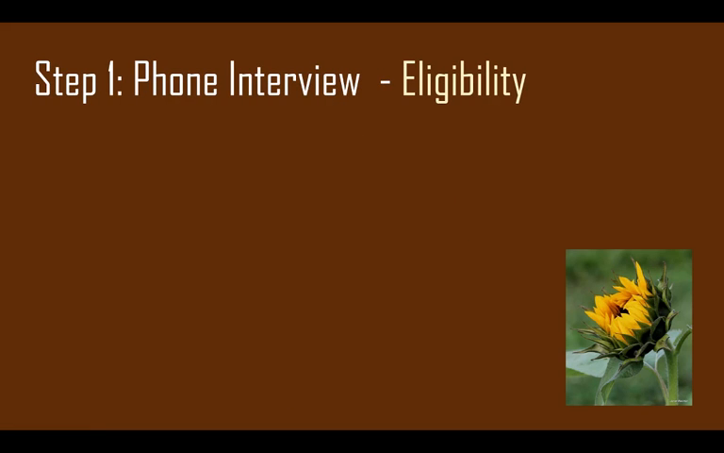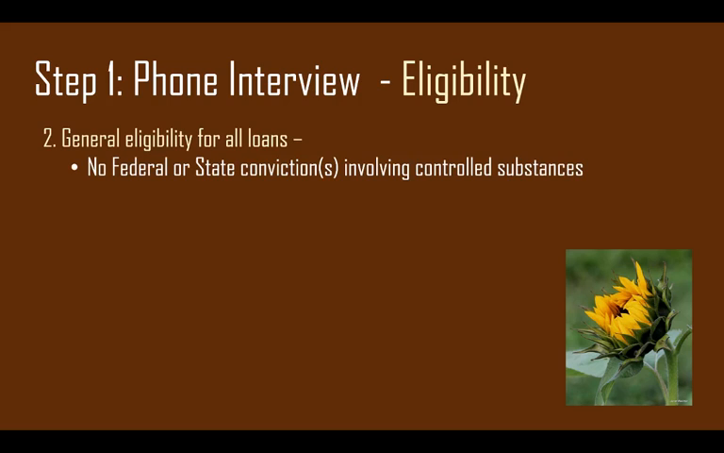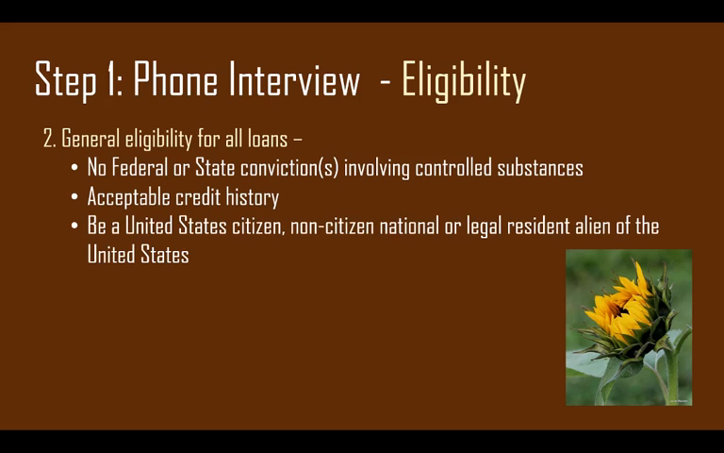Okay. And then with that, along with eligibility, there are general requirements for all loans. So no federal or state convictions involving controlled substances. Okay. An acceptable credit history. And this doesn't mean that you have to have a perfect credit history, but it does mean that you need to be able to explain everything on your credit history and talk about that in an honest way. You need to be a citizen of the U.S. or a legal resident alien.